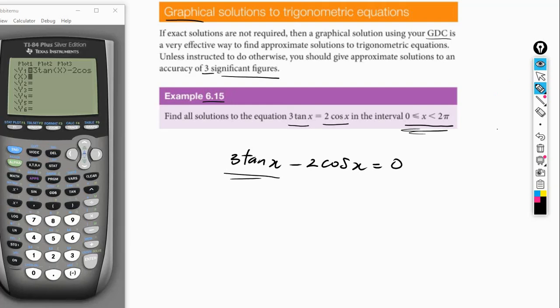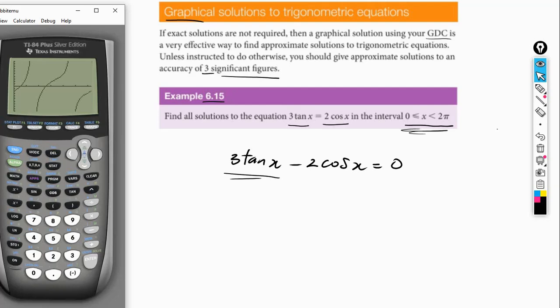So if we go to window, right here, notice that I'm using an x minimum of 0, and the maximum I'm going to use is 2 pi. So 2 pi. Scale should be 1. And I'm going to use a minimum for y of minus 10 and a maximum of 10 because I'm really interested only in the x-intercepts. So now we're ready to hit graph. And notice that there is our function within this domain between 0 and 2 pi.